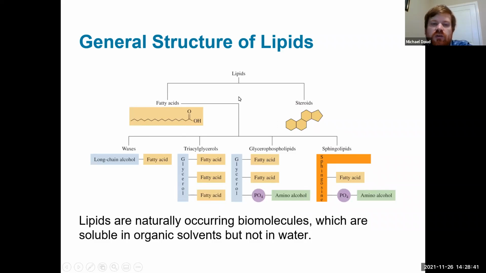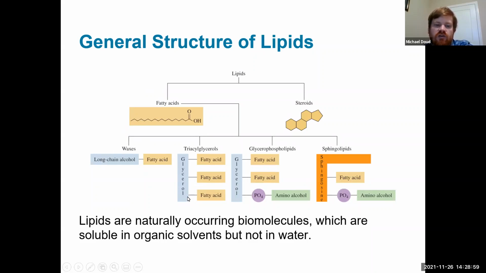If we want to look at the general structure of lipids, the reason that we have these 4 classified as fatty acids is that they contain a fatty acid in their final structure. Waxes, for example, and we'll talk about this more in depth, have a long chain alcohol that's got an ester bond to the fatty acid.